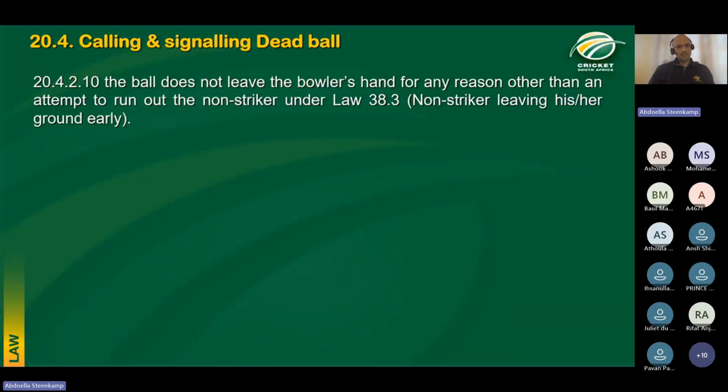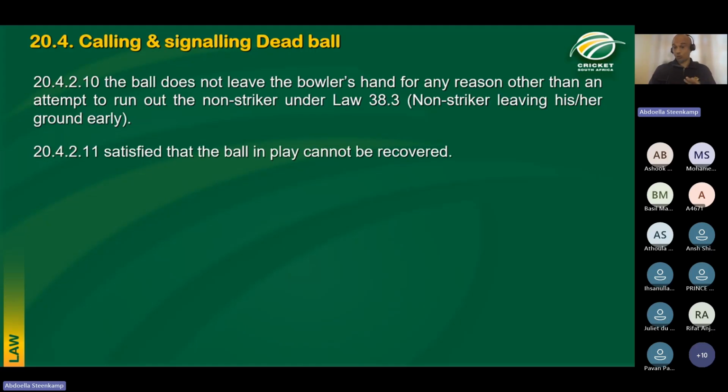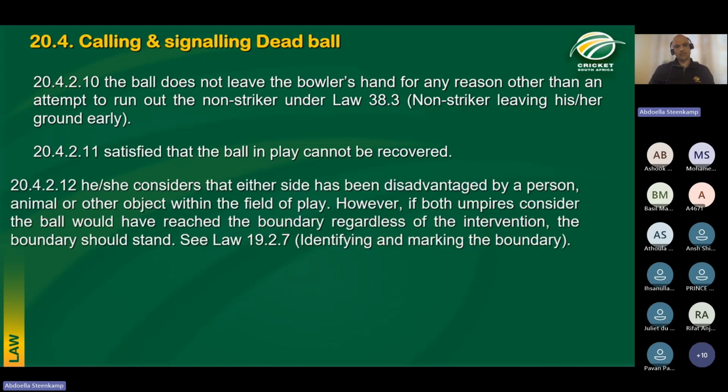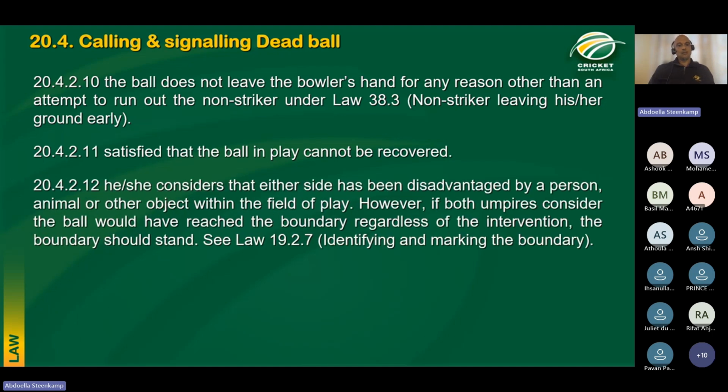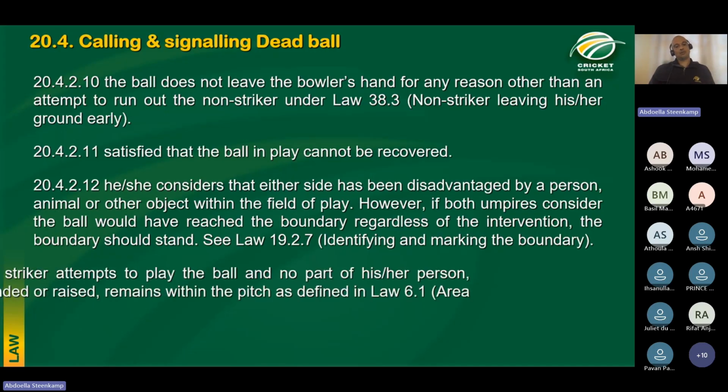If for whatever reason the ball doesn't leave the bowler's hand, call and signal dead ball. If while the ball is still in play, the ball cannot be recovered, call and signal dead ball. If an animal, object, or person comes within the field of play and you consider that one of the sides will be disadvantaged by this, you can intervene by calling and signaling dead ball.